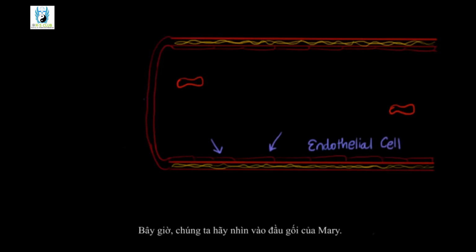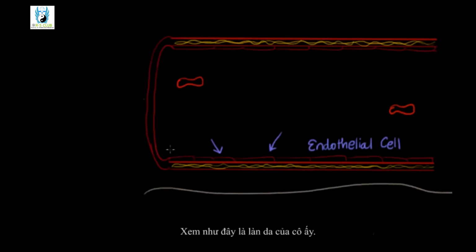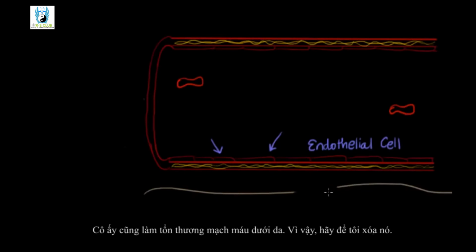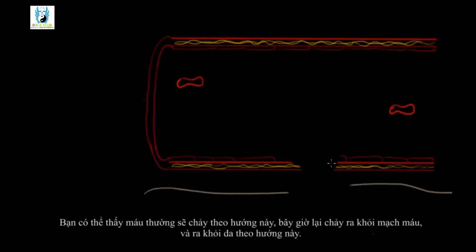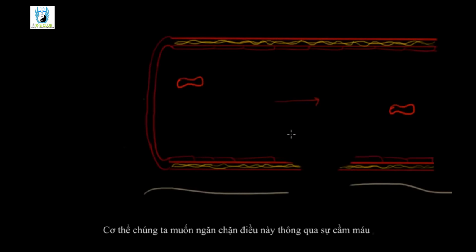Now let's take a look at Mary's knee. She scraped her knee, so let's cause a break in her skin. Let's say this is her skin. And she also caused damage to the blood vessel underneath. So let me erase this. Let me cause some damage to the blood vessel. And so you can see blood that should be flowing in this direction now can come out of the blood vessel and out of the skin in this direction. We want to stop this, and the way we stop this is through hemostasis.